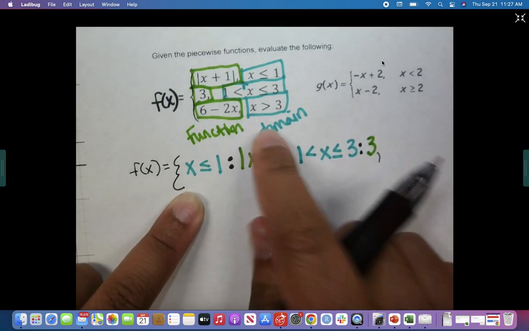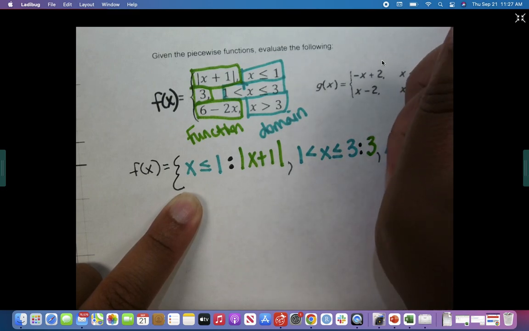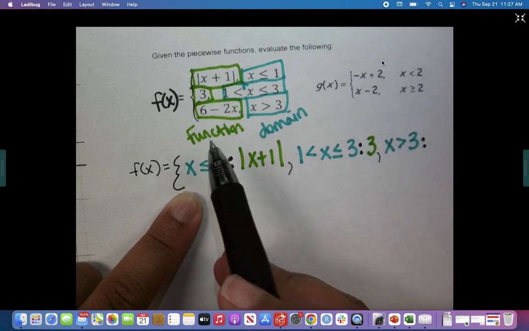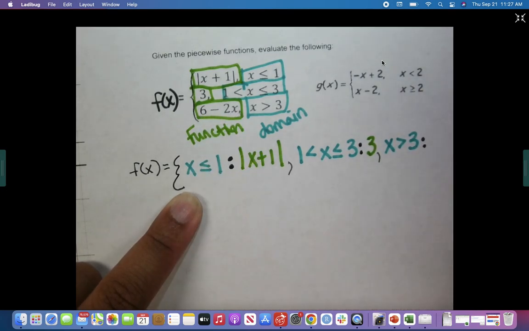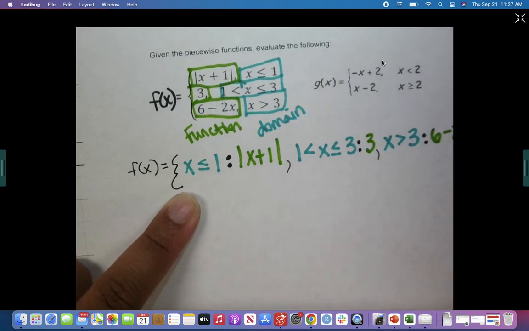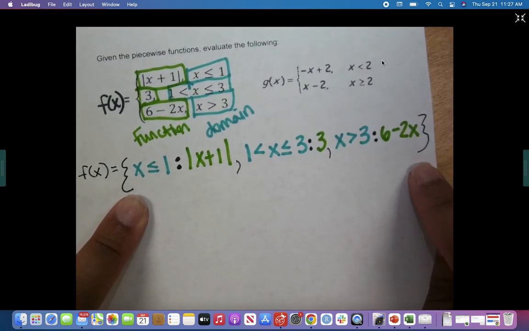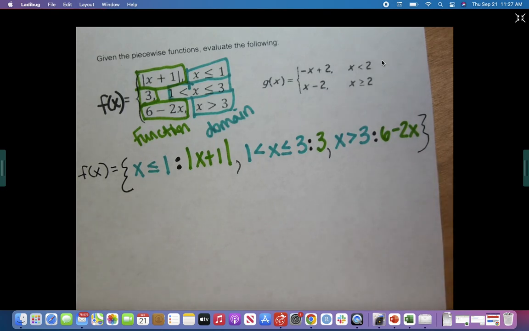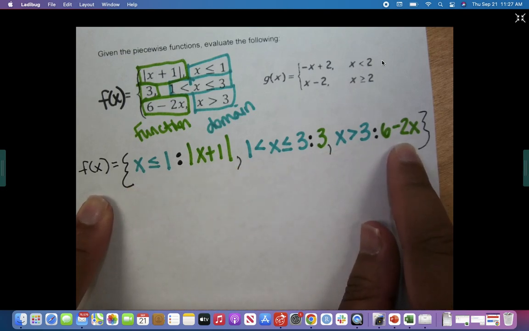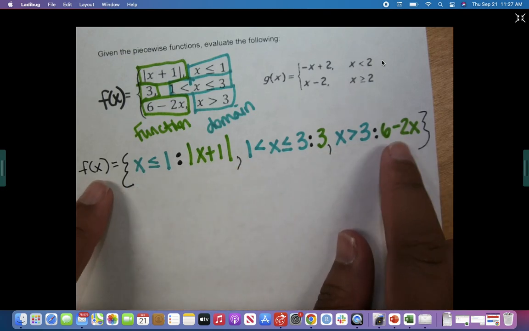And then our third part. So again, we put the domain first. So x is greater than 3. Colon. The function, which is 6 minus 2x. And then once you are done and have written everything out or typed everything, then you close the curly brackets. So on your keyboard, the curly brackets, you hit shift and then it's the 2 keys next to the letter P. So if we were typing this in on Desmos, which we will in a minute, this is what it would look like. So this is exactly what you would type in.